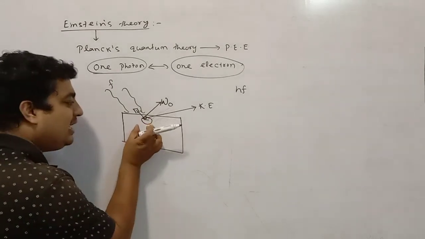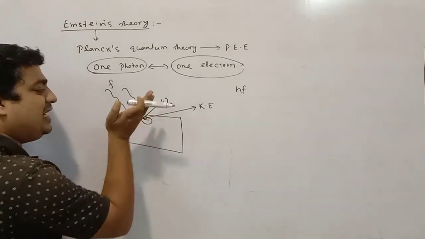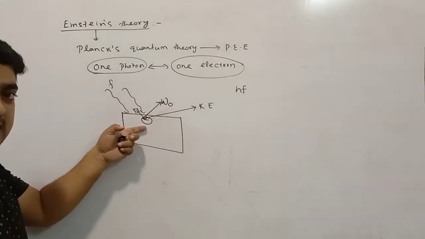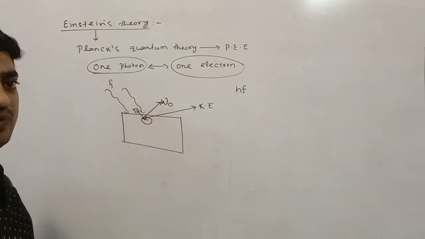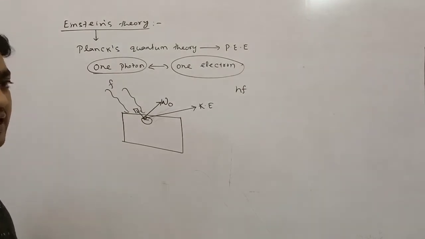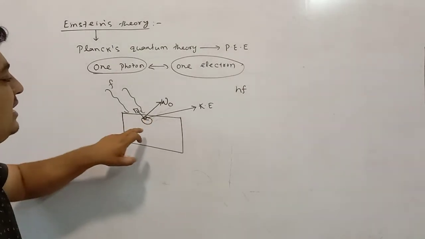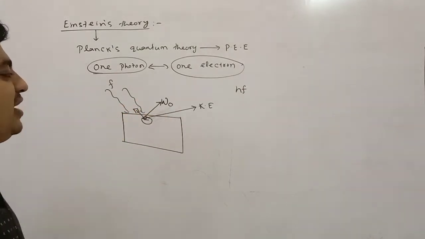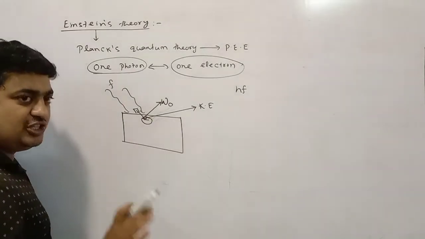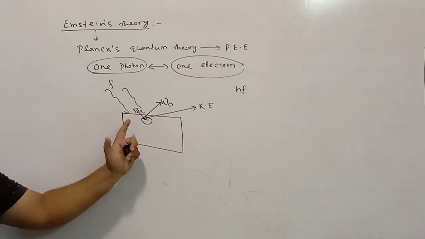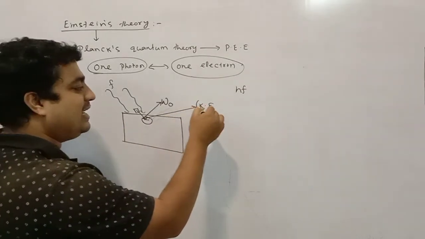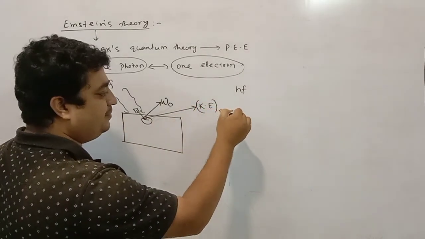Now, when the electron is emitted from the metal surface, during its emission, it collides with other electrons as well as the ions of the metal. That's why different electrons have different amounts of kinetic energy. But if an electron doesn't have any collision, its kinetic energy will be maximum.